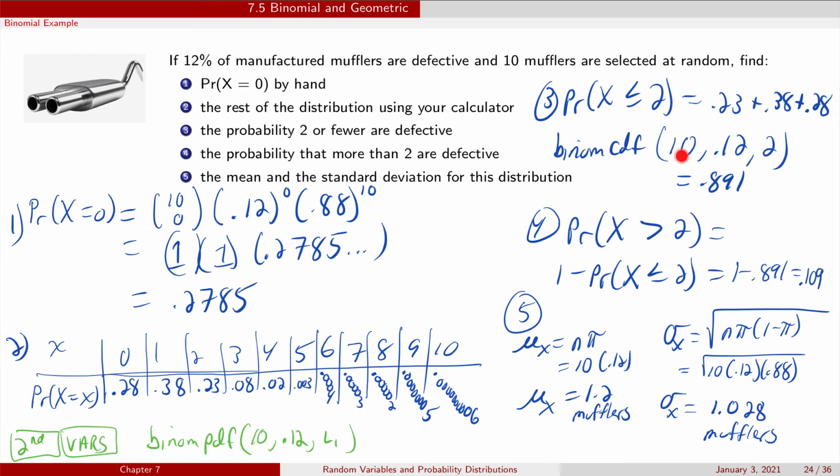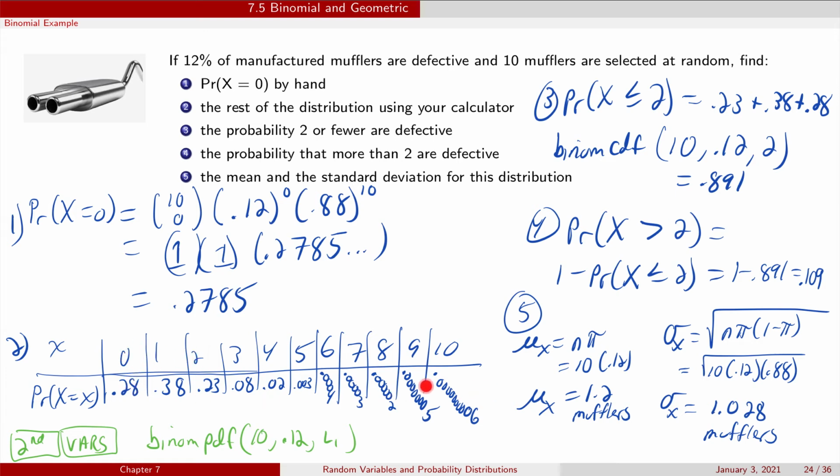If I say 10 for a fixed number of trials, 0.12 for my probability of defective, and 2 with a CDF command, that means cumulative 2, 1, and 0 added together, this cell, and this cell equals 0.891. Probability that more than 2 are defective, probability x greater than 2, that's the complement. Well, that's actually asking for 3 all the way up through 10. That's the complement of 2 or fewer.